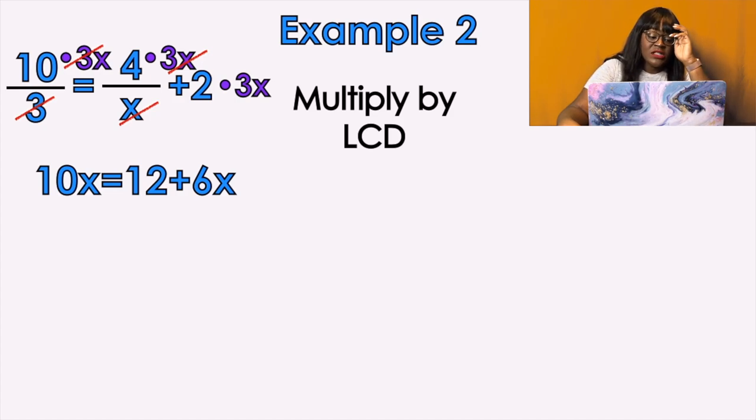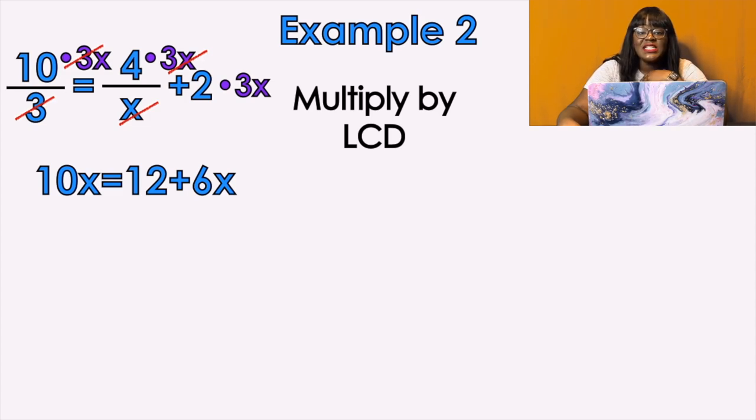Okay? So now that I have an equation, I've simplified. I'm looking to see what kind of equation it is. Last time I ended up with a quadratic. This time, do I have a quadratic? Nah, because there's no exponent of 2. I just got 10x equals 12 plus 6x. That's all.